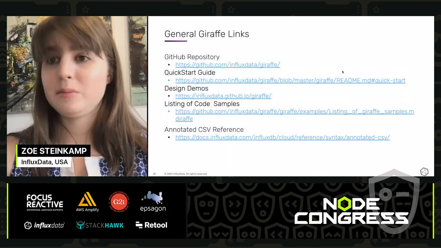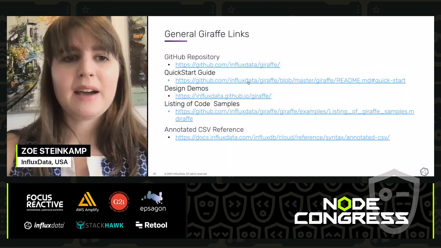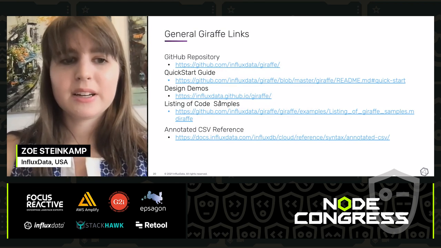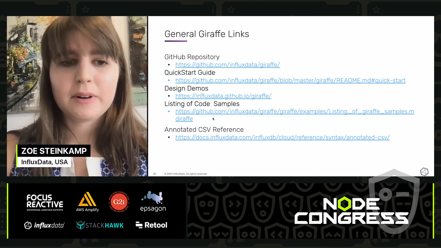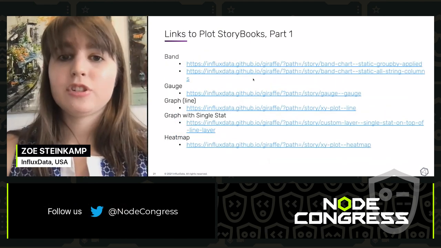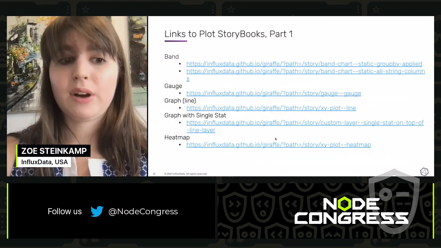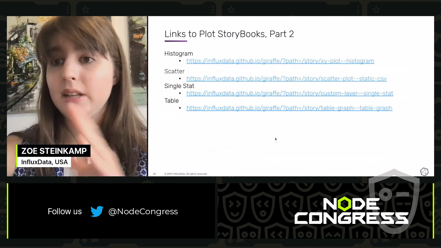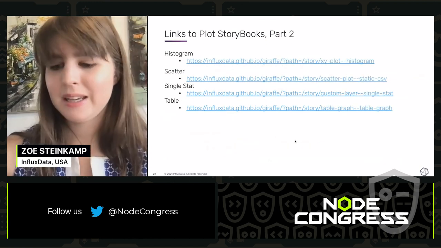And then these are just some general links that I put up. We have the GitHub repository, the quick start guide, some of our demos, some of our code samples, the annotated CSV reference. And then again, these are just all the different Storybook graphs. And this isn't even all of them. This is just the basic ones. Well, and that is all.